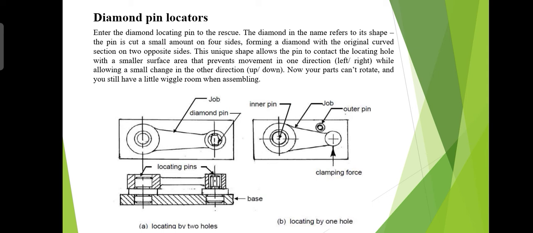Here the pin P is called a diamond pin because it is in a diamond shape, and it is relieved on the two sides to allow the variations in the x direction, but it will provide cylindrical locating surfaces in the y direction. So this is the diamond pin locator. These are the basic diagrams of diamond pin locators.